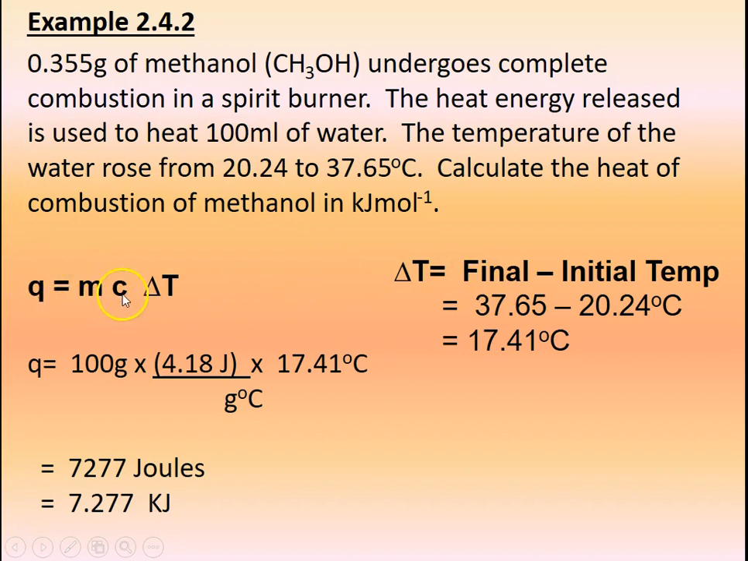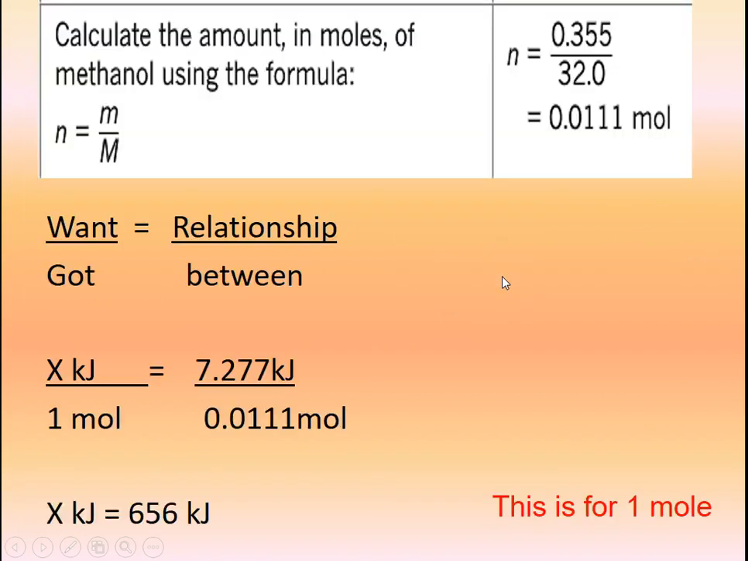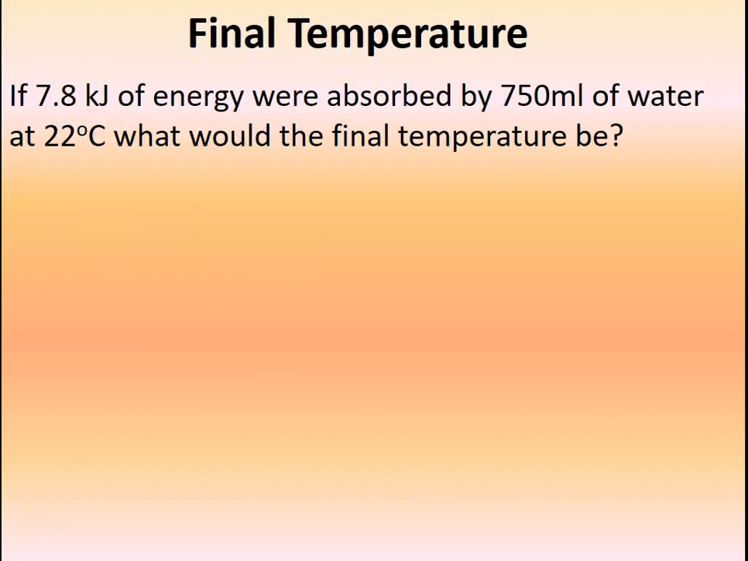So you need to rearrange this equation to find out the change in temp first. And then once you've got the change in temp, if you're given the initial temperature, you can find out the final temperature. So let's do that question. Final temp. 7.8 kilojoules of energy. So they've given you the energy. Was absorbed by 750 mils of water at 22 degrees. How much would it have gone up?